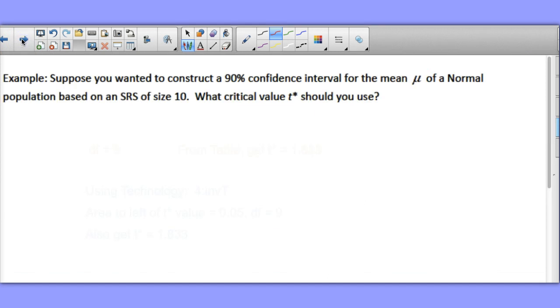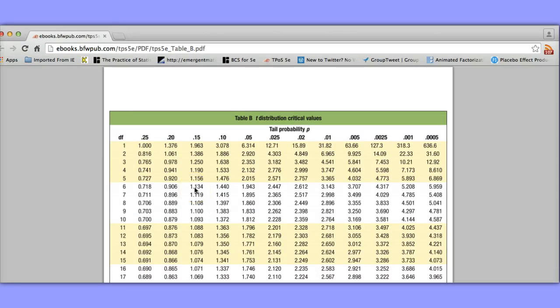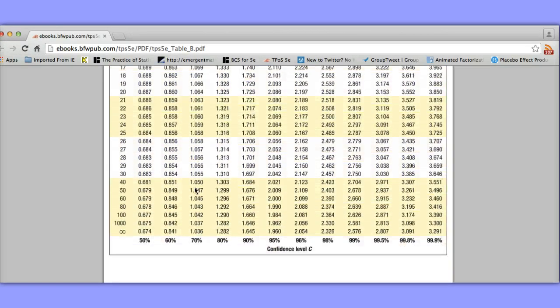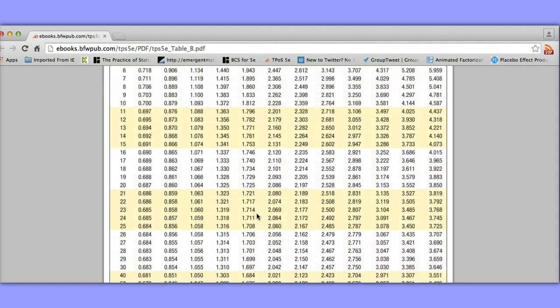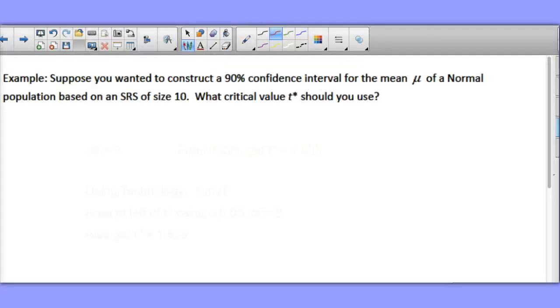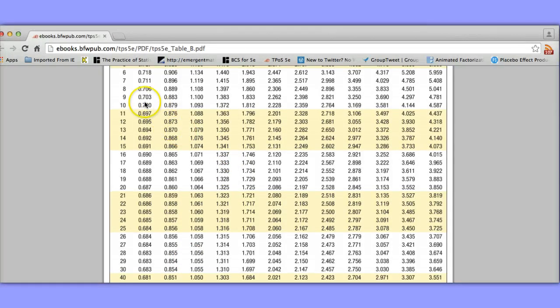So let's take a look at how we get the critical values, or the t-star values. Suppose you wanted to construct a 90% confidence interval for a population mean of a normal population based on a simple random sample of size 10. What critical t-value would you use? So let's go to the t-table that's in our books. We're doing a 90% confidence interval, which means I am 5 columns from the left, and our sample size was 10. That means I need 9 degrees of freedom. So I'll come over here, 9 degrees of freedom, and I said 5 columns over, so we have 1.833.